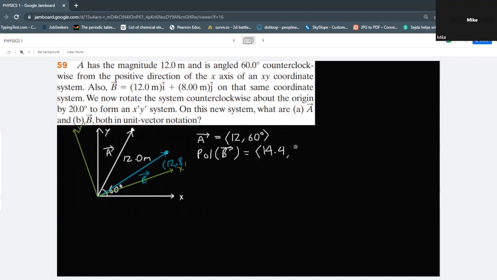Third, three, okay. What? Inconsistency. So, okay, so tangent inverse, 8 over 12, no? 33.7.